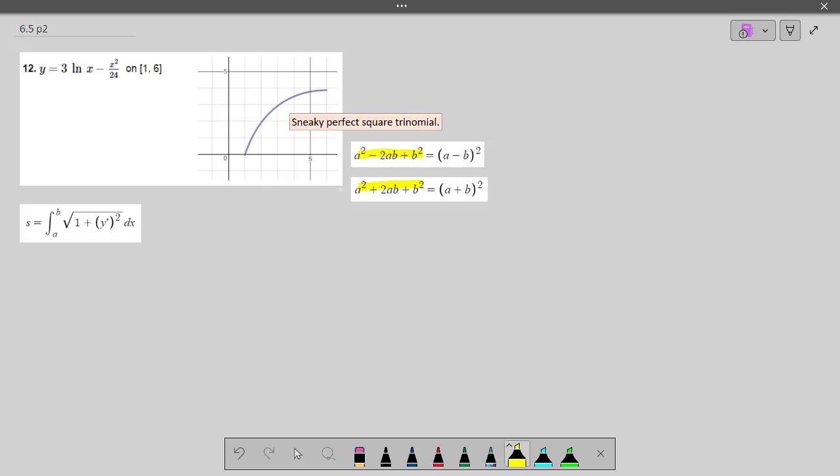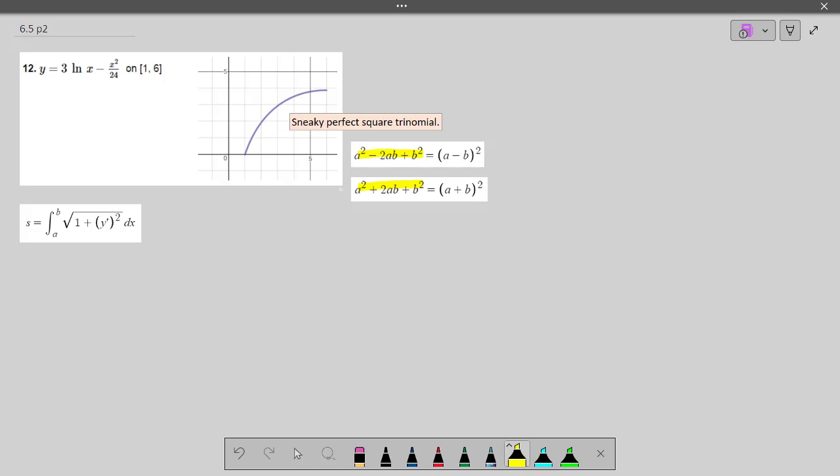What is the only difference between these two trinomials over here? The signs of the two. The sign of the middle term. That's the only difference. The sign of the middle term is different. That's it. So keep that on the back burner, that your two perfect square trinomials differ in one way. The minus sign. Okay, so keep that in mind.